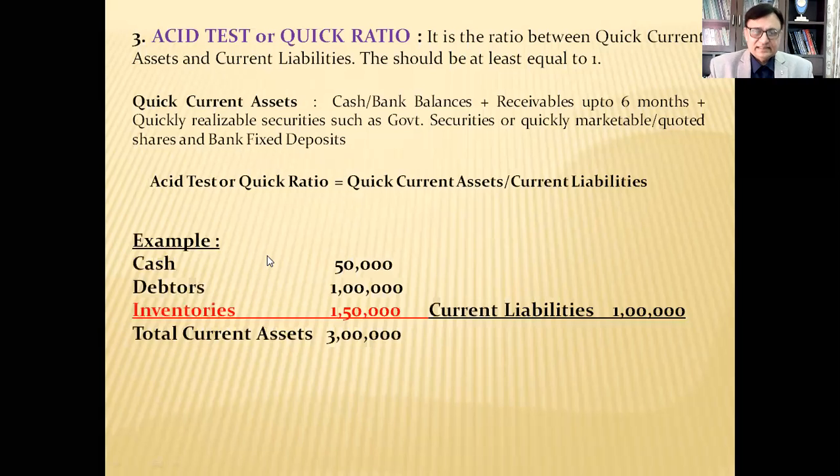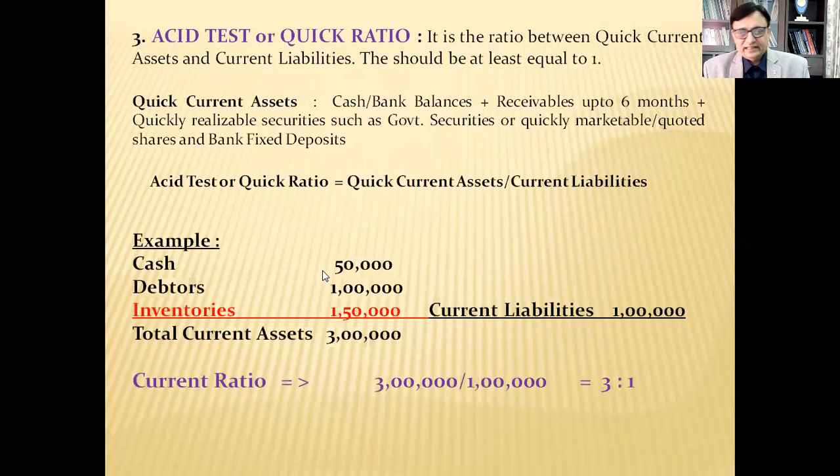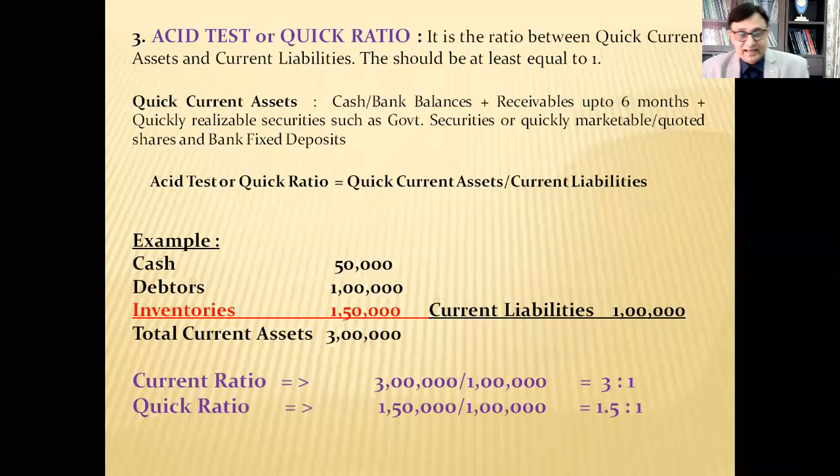The example here is this. For example, you have cash 50,000, debtors 1 lakh, inventory 1 lakh 50,000, and current liabilities 1 lakh. So total current assets here will be cash plus debtors plus inventories, that is 3 lakh, and current liabilities are 1 lakh. So the current ratio here will be 3 lakh divided by 1 lakh, that is 3 is to 1, and the quick ratio will be based on 1 lakh 50,000, because we will take only cash plus debtors, not inventories.